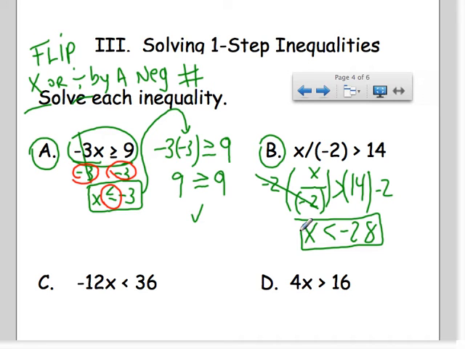To check my answer of x divided by -2 should be greater than 14, I'll substitute in a value. X has to be less than -28. So if I'm looking at the number line, a number that's less than negative 28 would be negative 30, for example. Negative 30 divided by negative 2 is positive 15, which is greater than 14, and my answer checks out. I'm going to stop the video here.